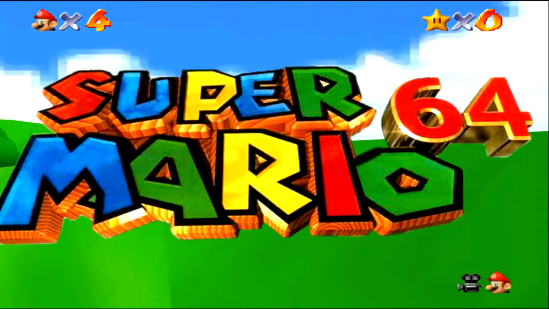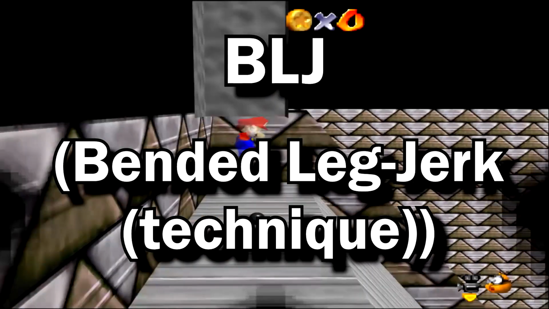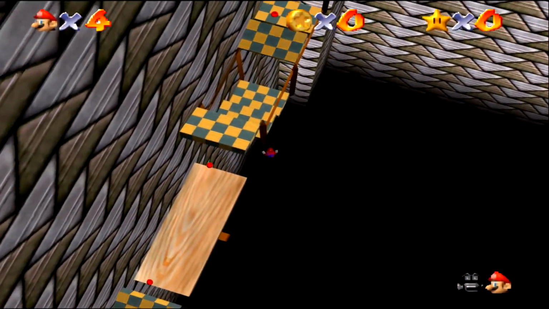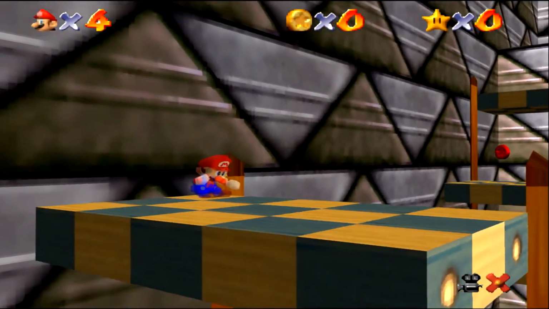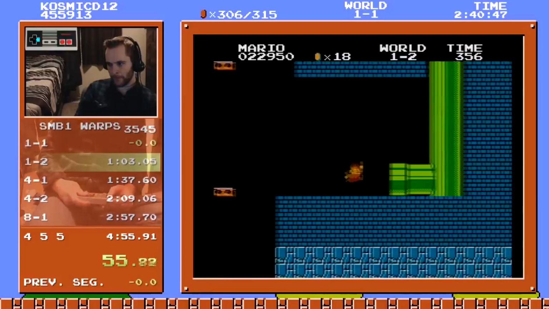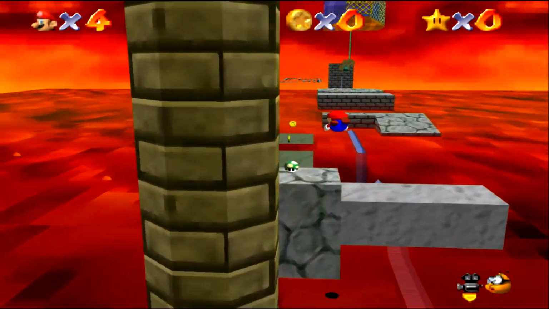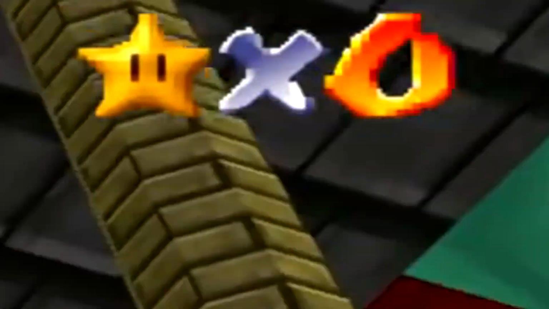Super Mario 64 runs are perhaps most famous for their use of the BLJ, or bended leg jerk technique, in which the player bends Mario's legs backwards at an increasing rate so that they jerk with such speed that Mario himself is propelled backwards. As explained in my complete history of speedrunning video, the bended leg jerk technique was such an incredible discovery that it not only made 0-star runs possible, but also helped physicists figure out that such a principle exists in real life as well.